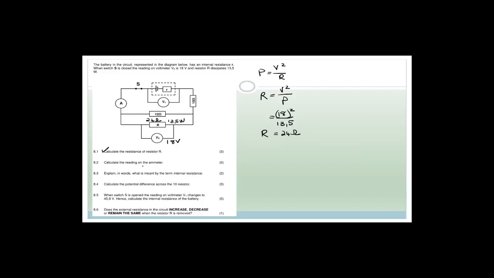Now it says calculate the reading on the ammeter. Since it's 5 marks, they expect us to do some work. And we've just run out of time.